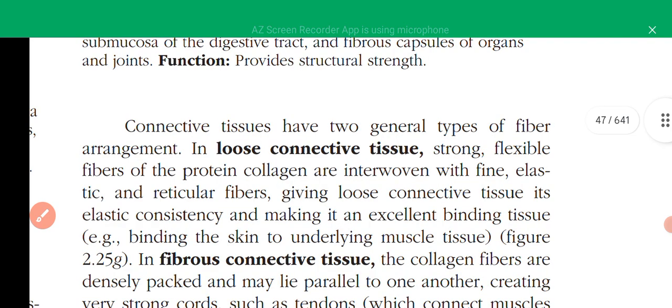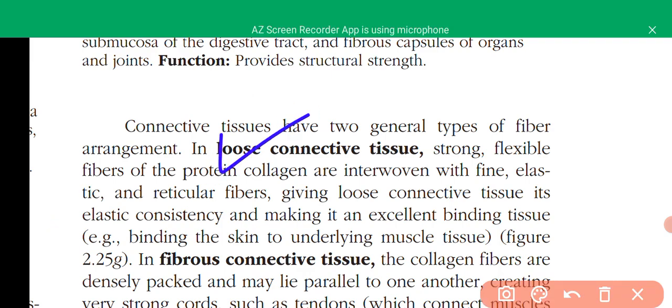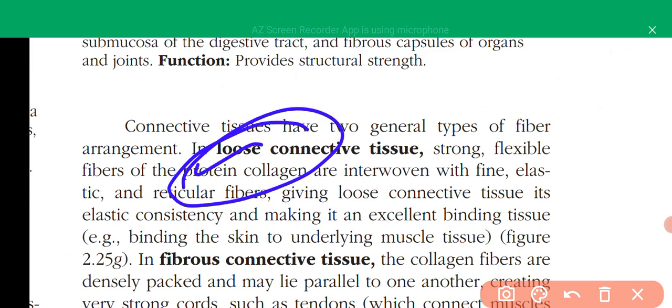According to its function or its structure, connective tissues can be classified into two general types. Like loose connective tissue, in which the different fibers, elastic fiber, collagen fiber or reticular fiber, are elastic in nature, and they are loose in type, like a strong flexible fiber of protein collagen. Collagen is a hard and strong protein present in the extracellular matrix and provides stability to these structures, and they are interwoven with the fine elastic and reticular fibers.